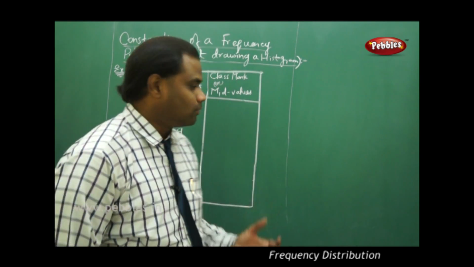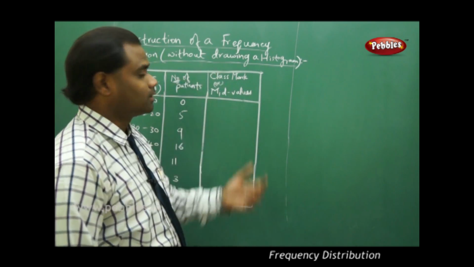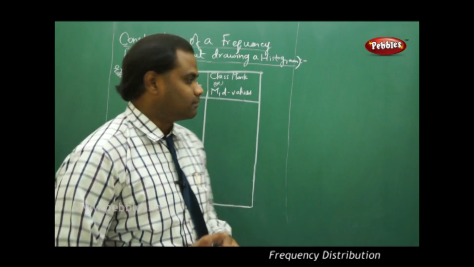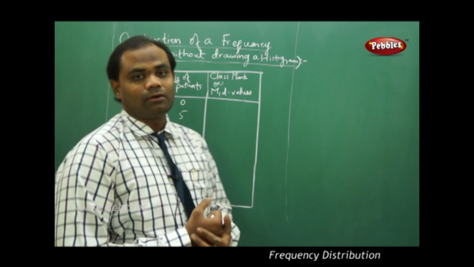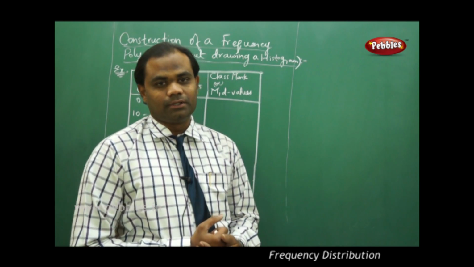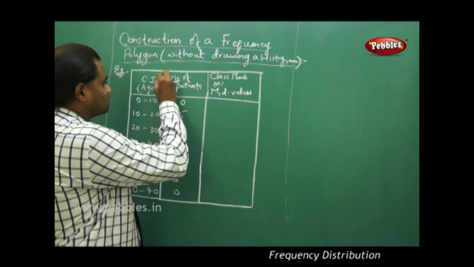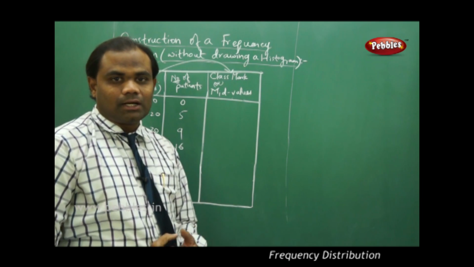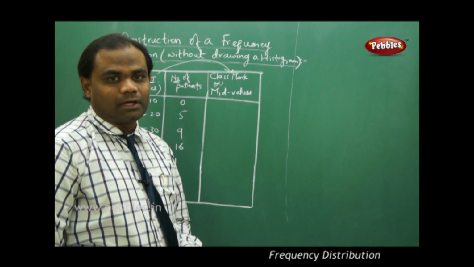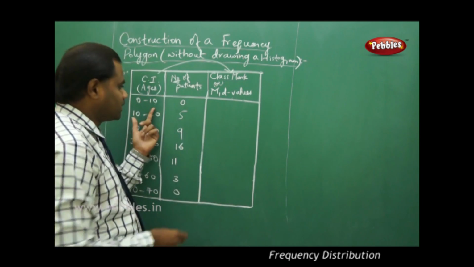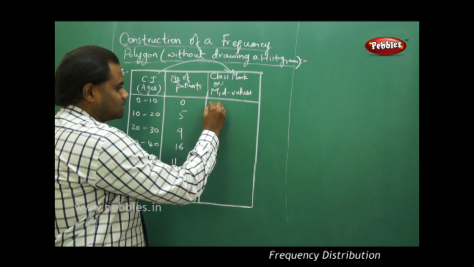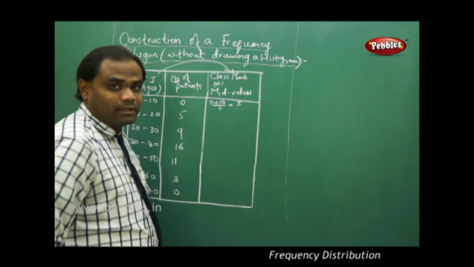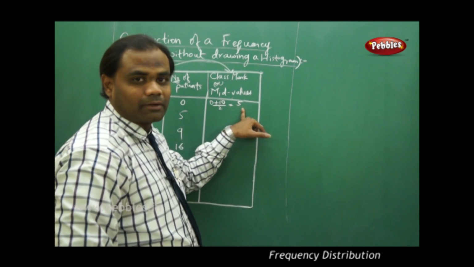The only additional column in the case of drawing a frequency polygon without the help of a histogram is that we directly take the class marks, or the mid values, into consideration. So when I have the class interval from 0 to 10, the mid values, which are also called class marks, are taken. The mid value is 0 plus 10 by 2, which is 5. Therefore, in this case, I take the mid value as 5.